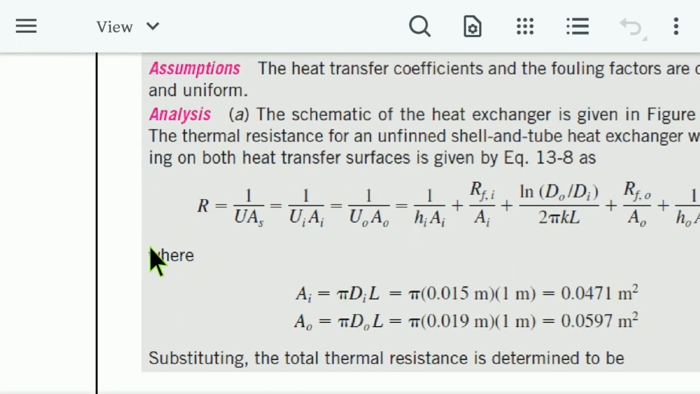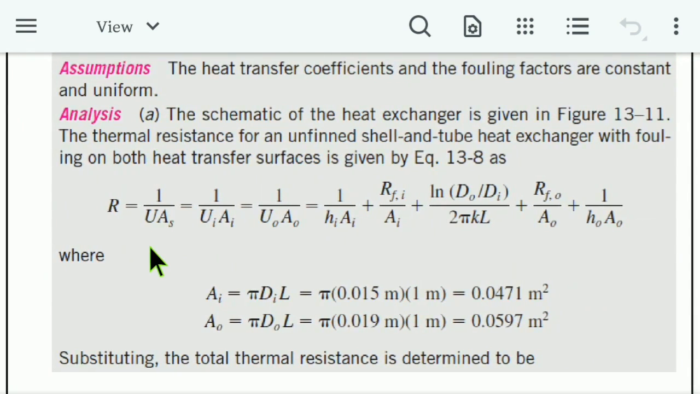that means 1 by UI AI equals 1 by UO AO equals 1 by HI AI plus RFI by AI plus ln(DO by DI) by 2 pi KL plus RFO by AO plus 1 by HO AO, where AI is equal to pi DI L, that means pi times the given value DI 0.015 meter, L means 1 meter, equal to 0.0471 meter square. And the same for AO, the outer surface area, is 0.0597 meter square.